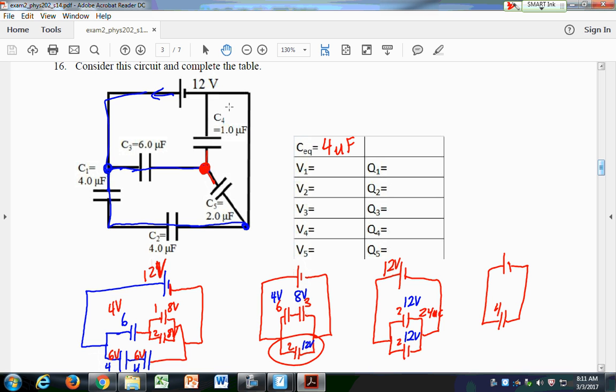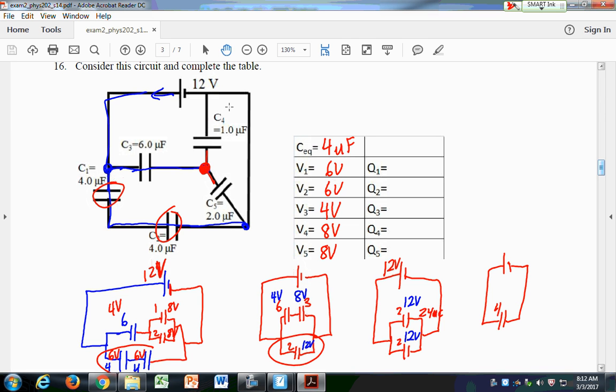So let's see. C1 is the 4 microfarad capacitor. And C2 is also, so these are 6 volts, 6 volts. These two capacitors are these two. And then V3 is our 6 microfarad, that's 4 volts. V4 is the 1 microfarad, 8 volts, 8 volts.